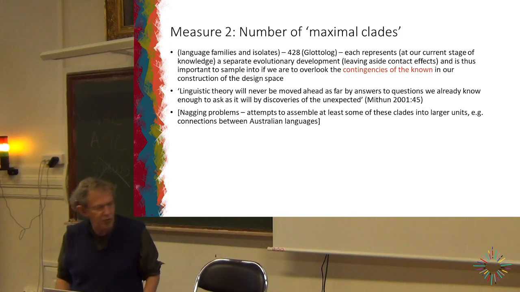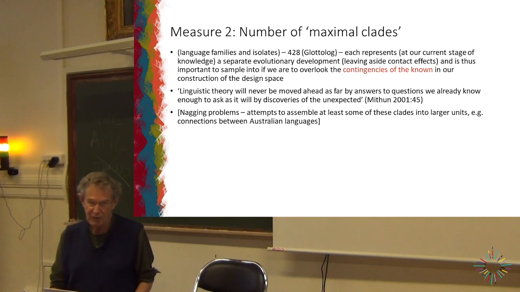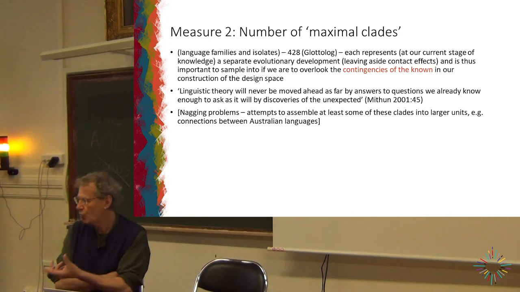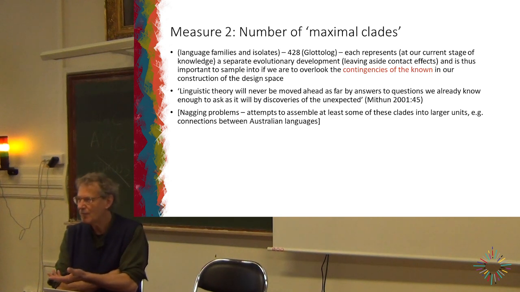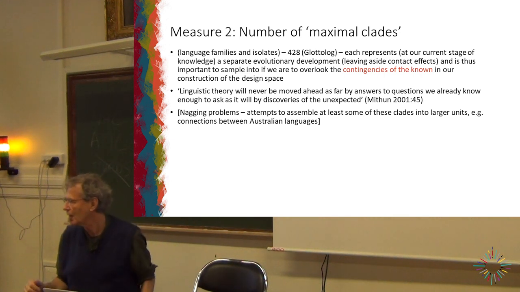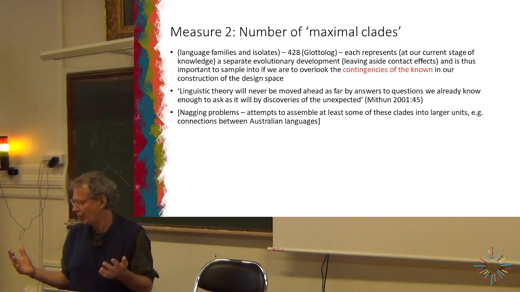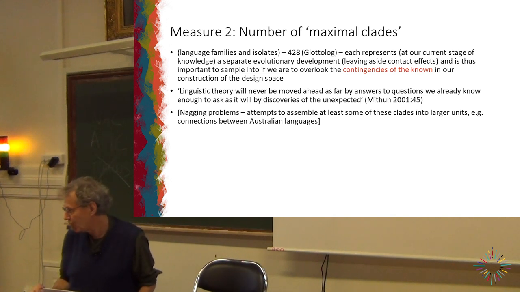Then there's another question, which is the number of maximal clades. I find this a useful term just because when you say families, some people get hung up on the difference between language families and isolates. And I say, there's 50 families and two isolates or something. Well, it really doesn't matter if something's an isolate or a family in terms of deep level language diversity.